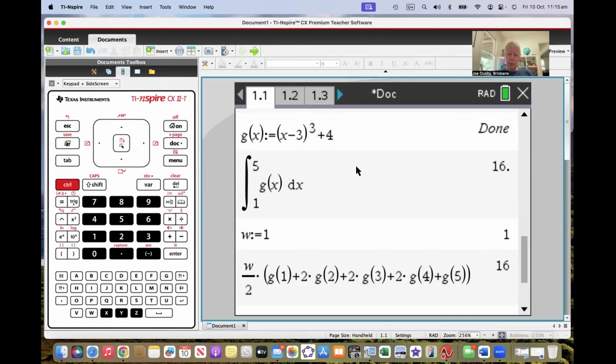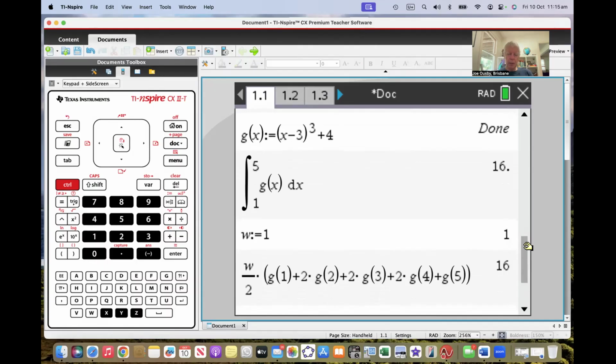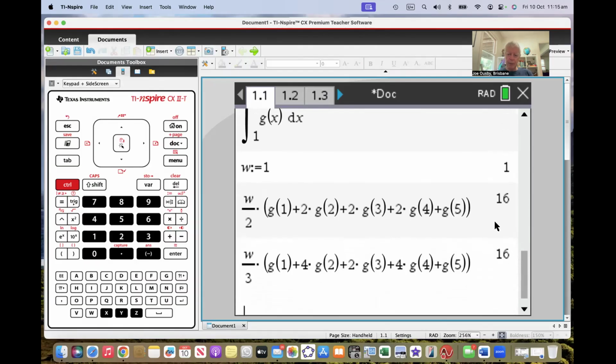So it is more to do with the nature of the function than the fact that it's cubic. Now, you'll notice in here that g of x is equal to (x minus 3) cubed plus 4. And when you do the integration from 1 to 5, it gives you 16. If I apply the trapezoidal rule, the answer turns out to be 16. That's with 4 sections. And Simpson's rule with 4 sections also leads to the answer being 16.